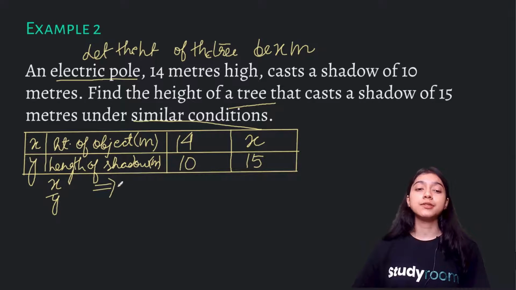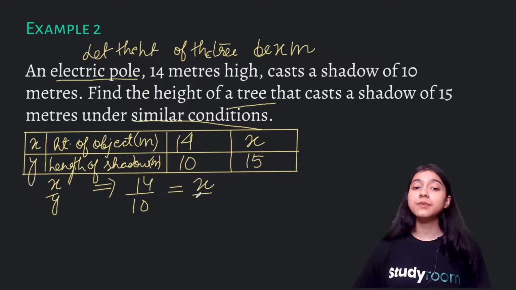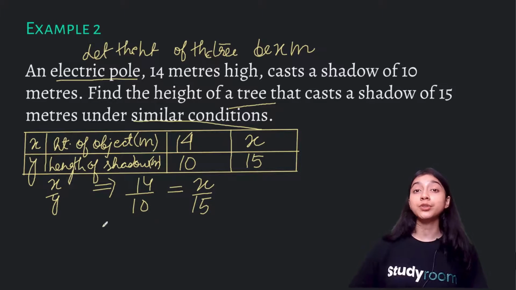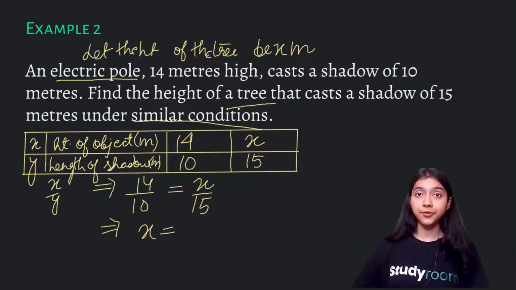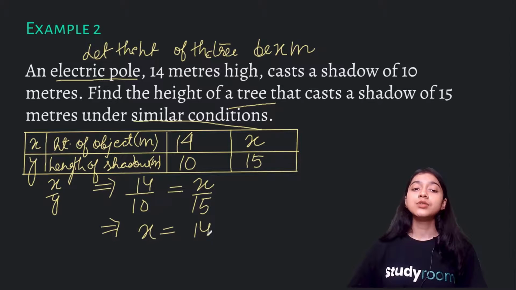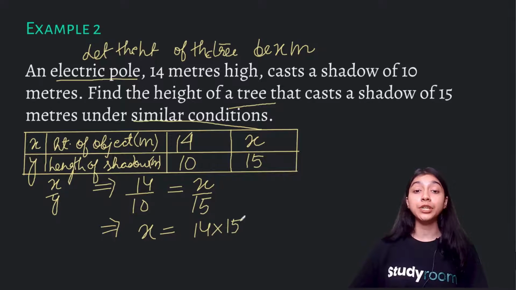So let's do this. So over here we will have this ratio, that is 14 by 10 will be equal to x by 15. Because in a direct proportion, x1 by y1 is equal to x2 by y2. The ratio is always constant. So from here we can find out the value of x. We will take this 15 on this side and it will go in the numerator side. So it will be 14 multiplied with 15 divided by 10.